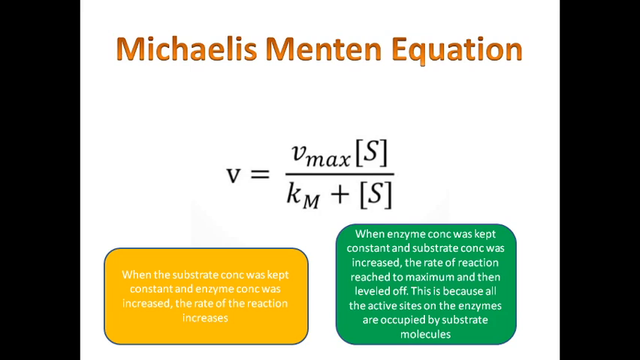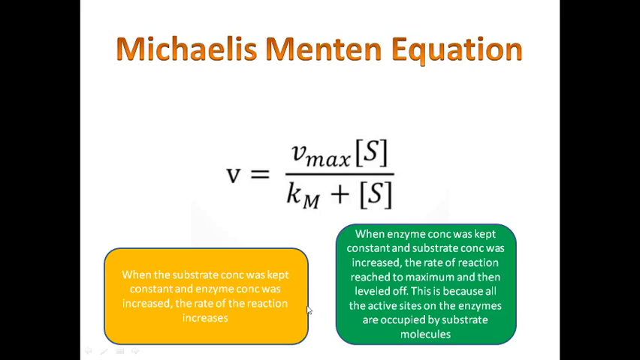So let me tell you, from this Michaelis-Menten equation, we can conclude two things. When the substrate concentration was kept constant and enzyme concentration was increased, the rate of the reaction increased. First, if we keep the concentration of the substrate constant, we don't add much of the substrate, and the concentration of the enzyme was increased, the rate of the reaction also increased.